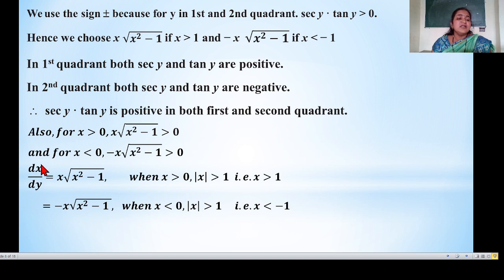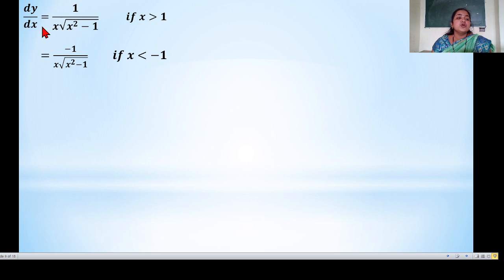But here we found the derivative of x with respect to y, and I want the derivative of y with respect to x. So we use the formula dy by dx is equal to 1 upon dx by dy. Substituting the value, dy by dx is equal to 1 upon x square root of x square minus 1 if x is greater than 1, and minus 1 upon x square root of x square minus 1 if x is less than minus 1. So this is the formula for sec inverse of x. Most of the time we use the first formula, x greater than 1.